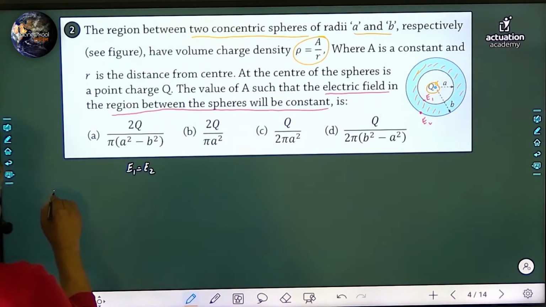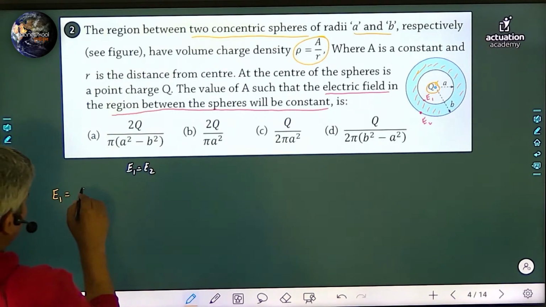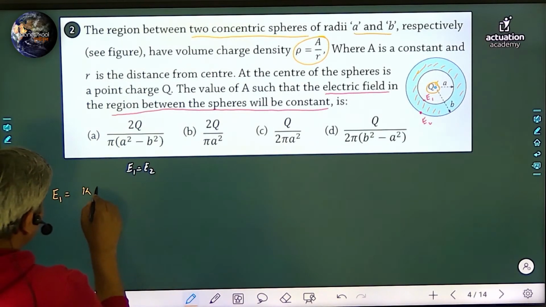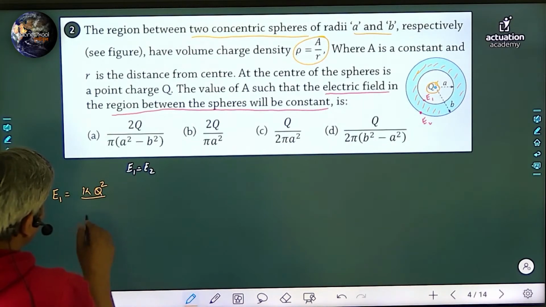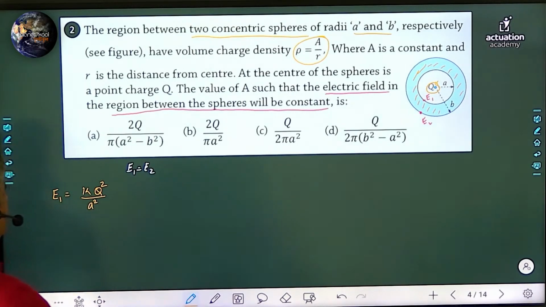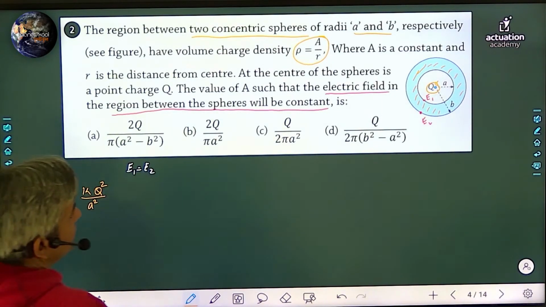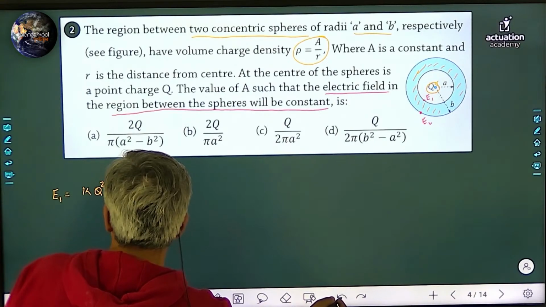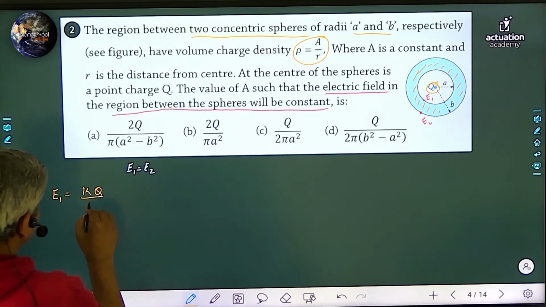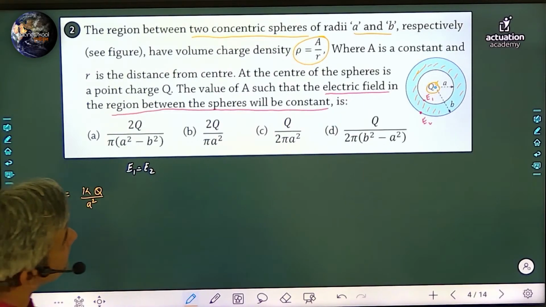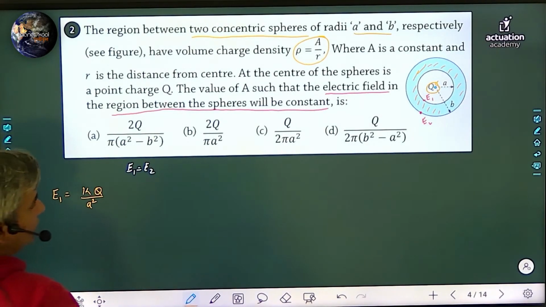So I write here that E1 is equal to K Q by a square. Okay, KQ by a square, not KQ square, KQ by a square. Okay, E2 we will have to find out.